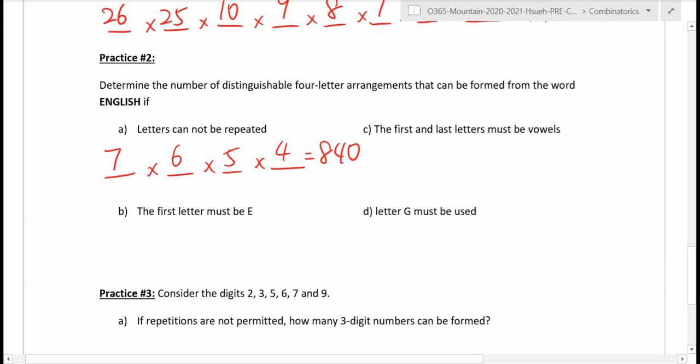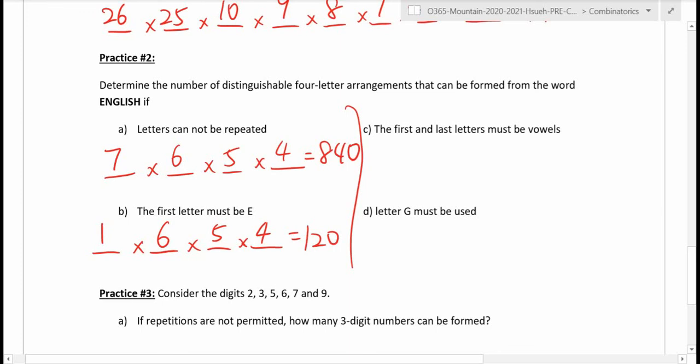Okay. Part B says the first letter must be E. Same thing, I am going to start with 4 placeholders. Now, the first letter must be E, therefore I only have 1 choice, right? It has to be E. Nothing else to choose from. For the second letter, because E is taken, I still have 6 letters left to choose from, and then 5, and then 4. If you multiply them together, you should get 120. Hopefully that's what you got.